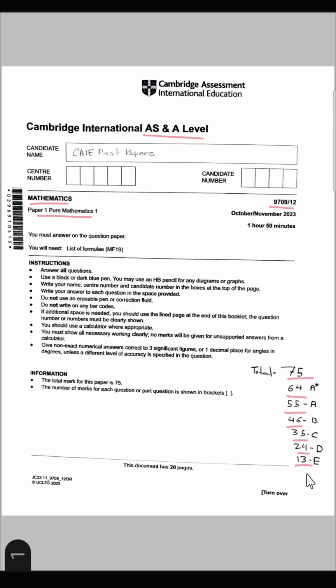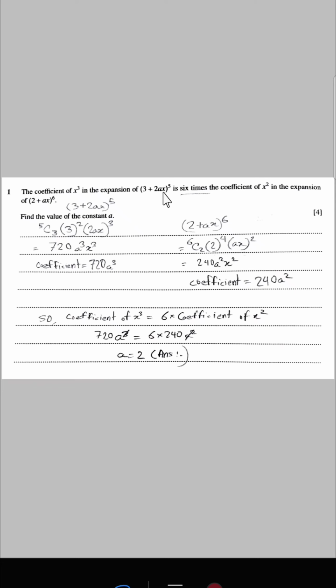Question number 1. The coefficient of x cube in the expansion of (3 + 2ax)^5 is 6 times the coefficient of x square in the expansion of (2 + ax)^6. So the coefficient of x cube from this expression is 6 times the coefficient of x square from this expression. We need to find the value of a.